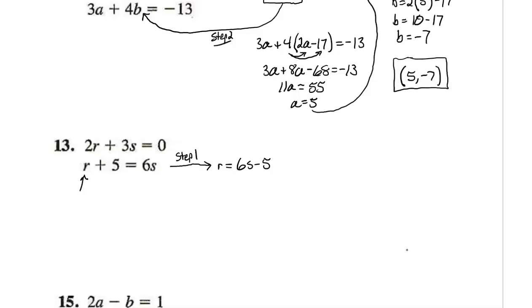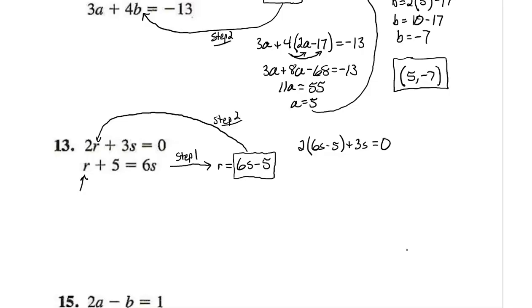Now, step 2. Take that expression that you just figured out that the letter r is equal to and substitute it. Where do you need to substitute it? Into the other equation, the one you haven't yet used, in place of r. And write down what's created. 2 parentheses, 6s minus 5, and then plus 3s is equal to 0.